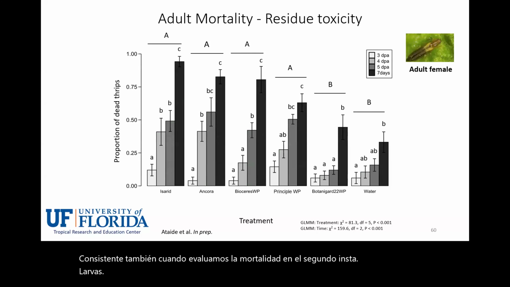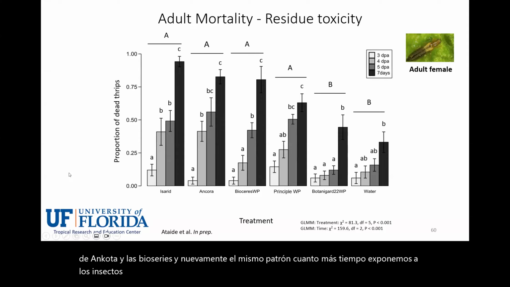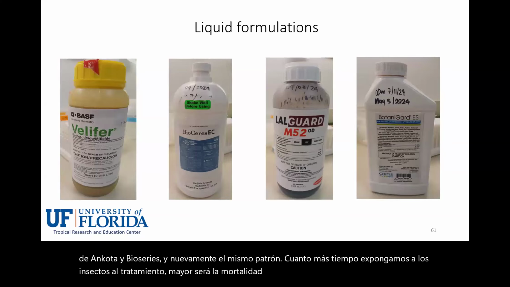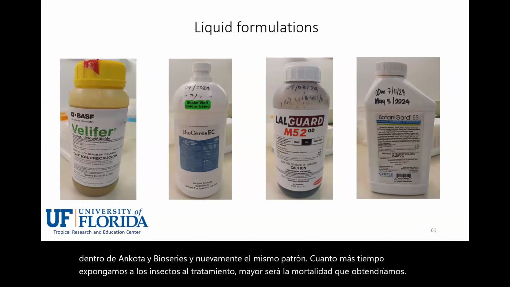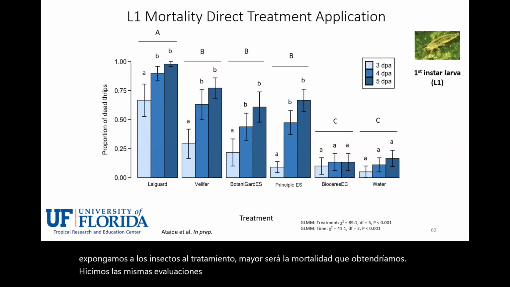The adult mortality also was significantly higher than the water control in Isarid, Ancora, and Bioseries. And again, the same pattern. The longer we expose the insects to the treatment, the higher the mortality that we would score. We did the same evaluations assessing liquid formulations of entomopathogens.